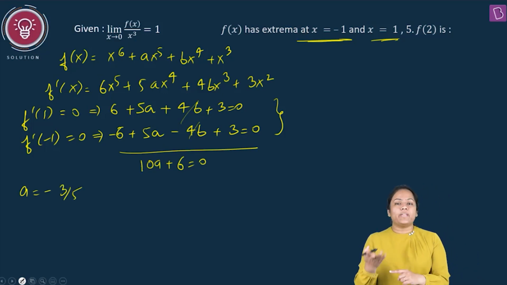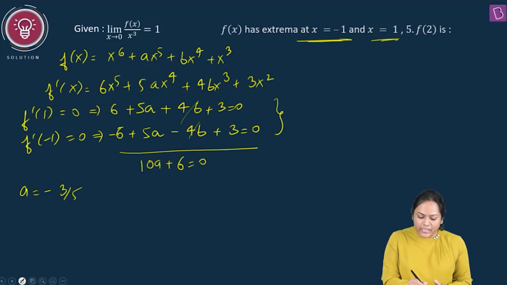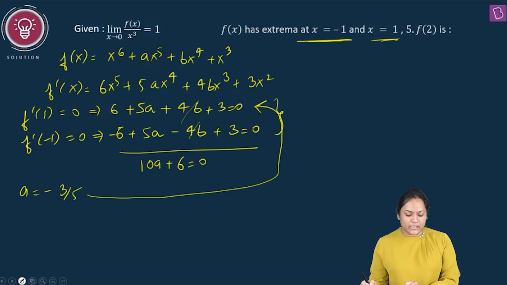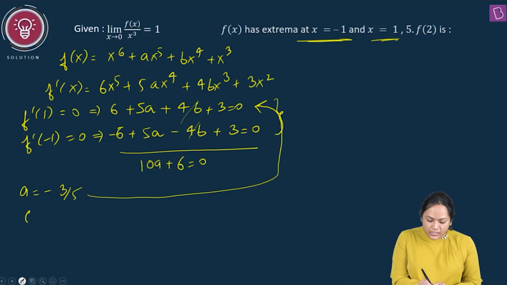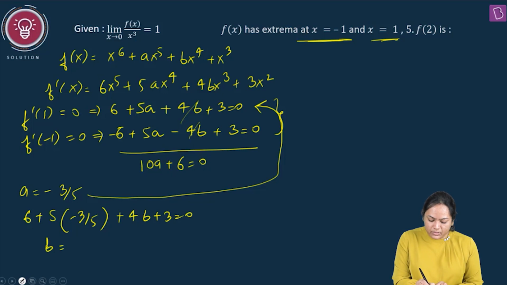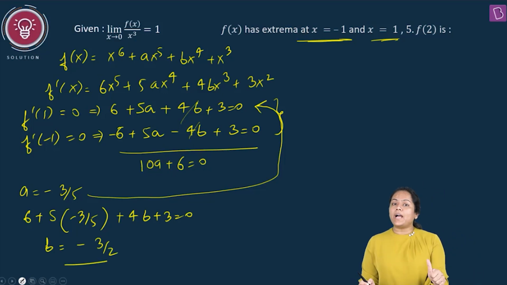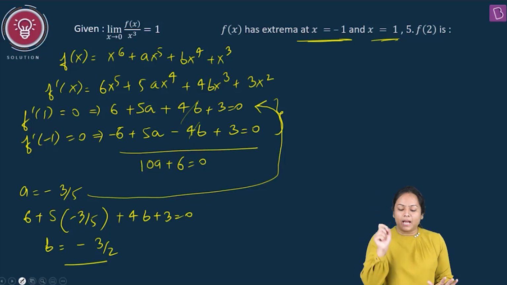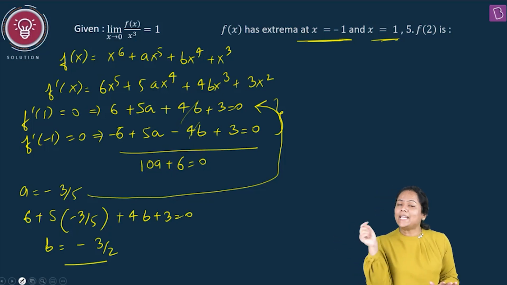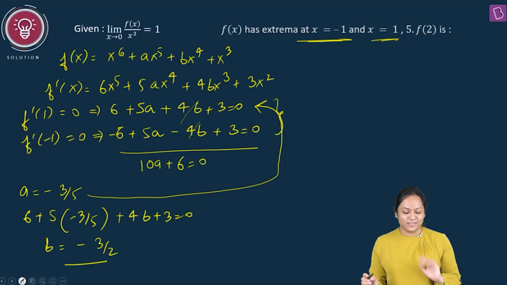Clear? Now, we can find the value of b by substituting in any equation. So let's say I'm substituting my value of a in this. So it's going to give me 6 + 5a, and in place of a, I can directly put -3/5, plus 4b plus 3 is equal to 0. From here, the b value comes out as -3/2. So now I have a with me, I have b with me. I have to just find f(2), right? And then multiply by 5 to get the final answer.